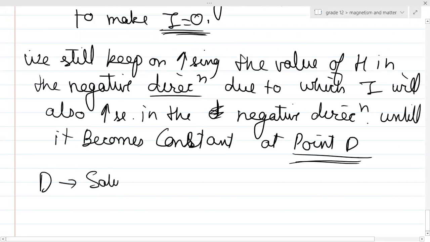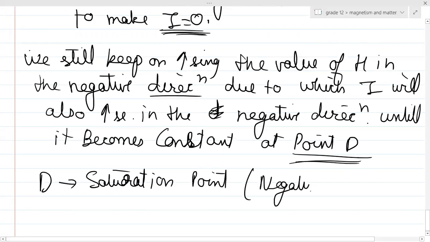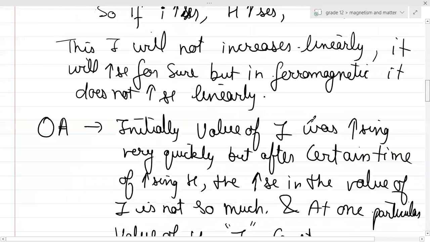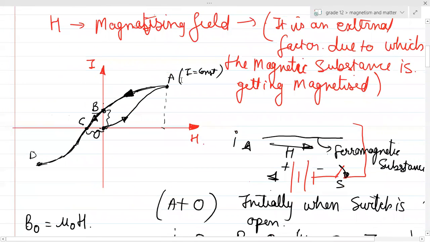D point is also a saturation point, but in the negative direction, right? So after this, if you keep on increasing H, will the value of I change? If you keep on increasing this thing, let me copy the diagram again. So at point D, what is happening? Even if you keep on increasing the value of H in the negative direction, the value of I will not change. It will become constant. So D is again a saturation point. Now at this particular point, you will change the direction.